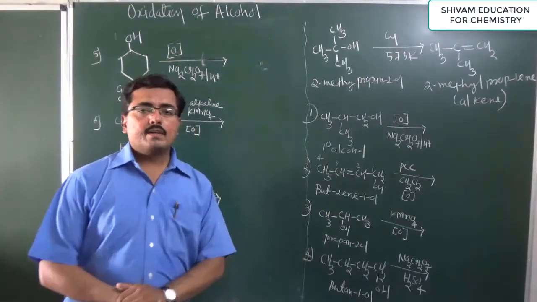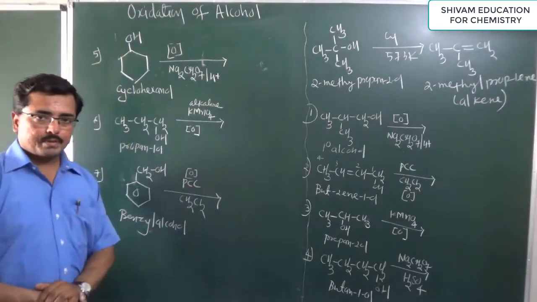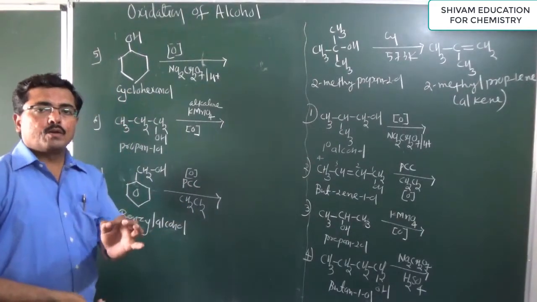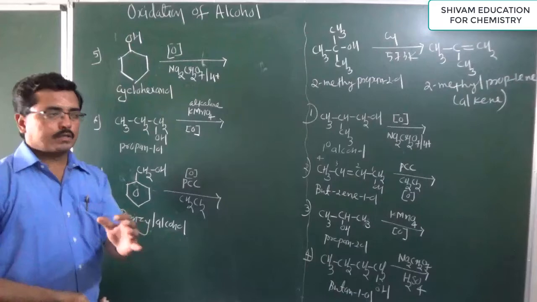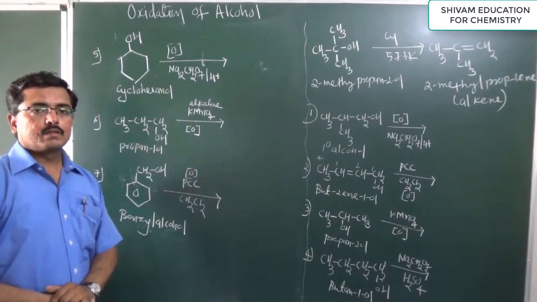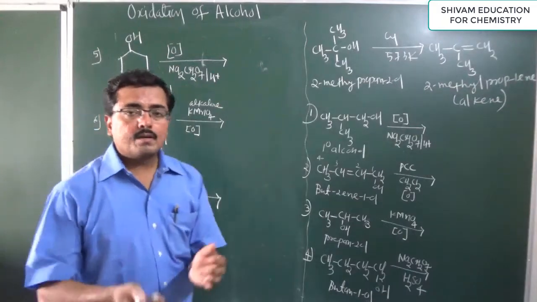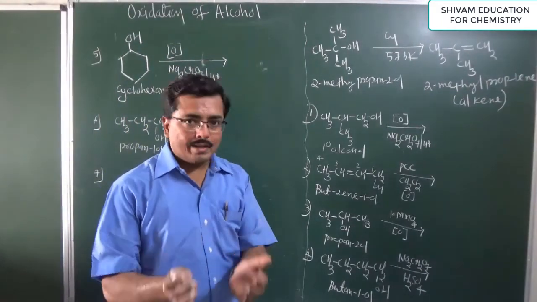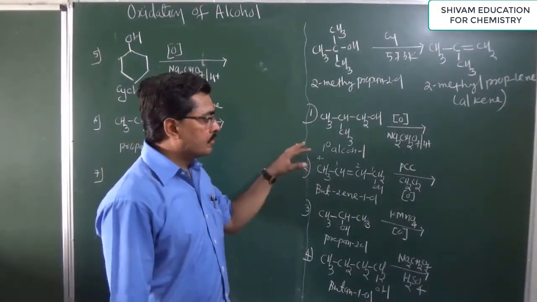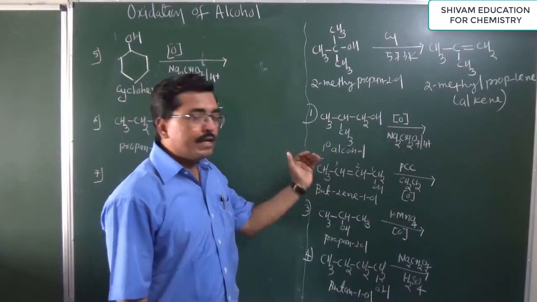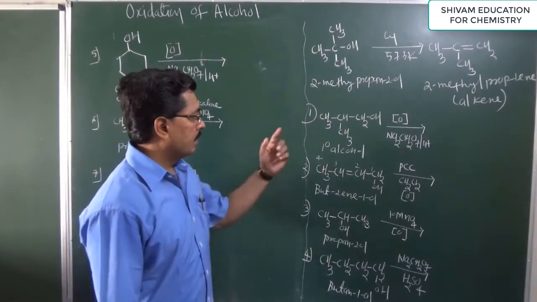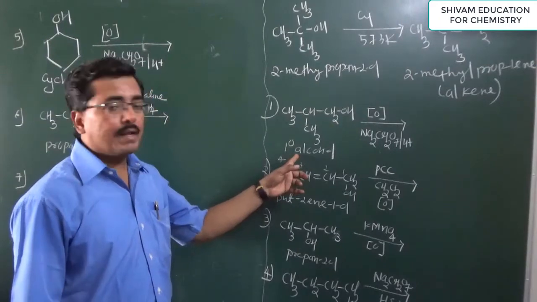Now here I have given seven different examples for you. You have to predict the final product on the basis of the concepts studied today. So let's start. If you want to try or you know the answer, then pause your mobile and predict the product. Now first, it is a primary alcohol.